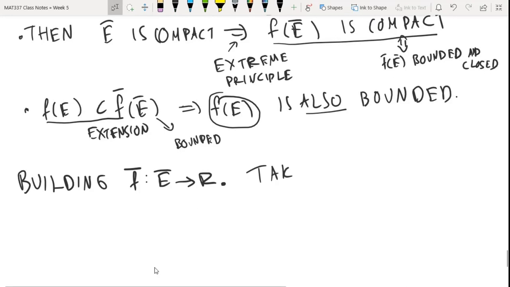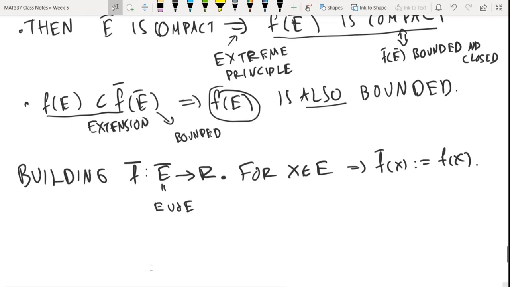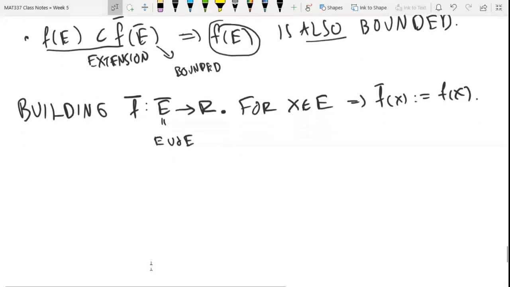Remember, E bar is E union the boundary of E. Inside E, for x in E, we define f bar of x to just be f of x. So it's an extension, and we have to figure out what to do on the boundary.